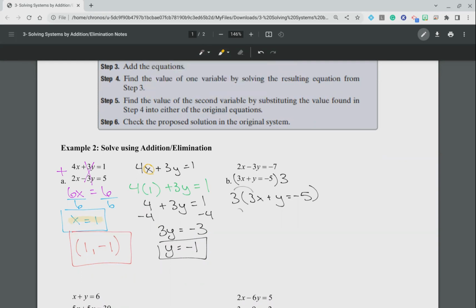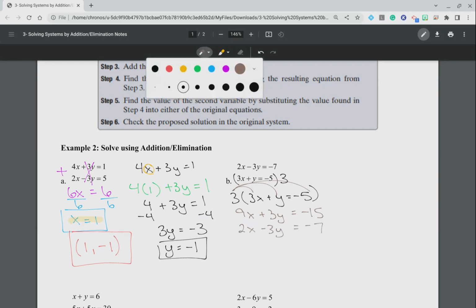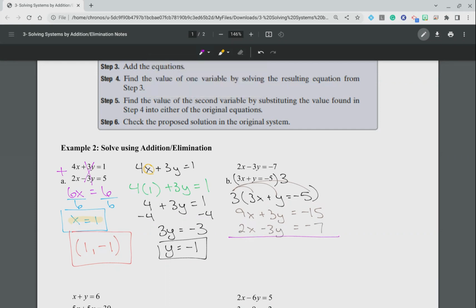All right, so I do that, I get 9x. I do this, and I get 3y equals negative 15. All right, and again, remember we want to set this up like an addition problem. So I'm going to just rewrite that top equation now, right underneath this. All right, and now I do this, and I'm going to make this an addition problem.